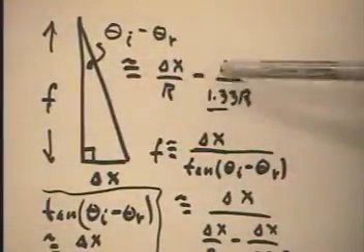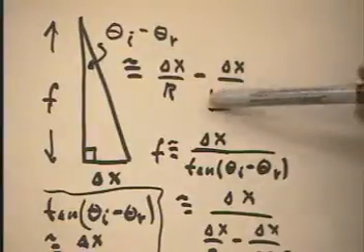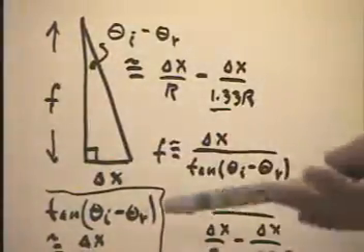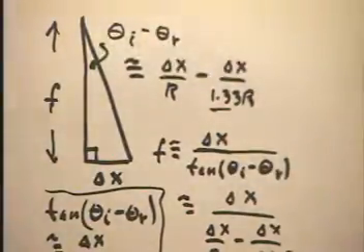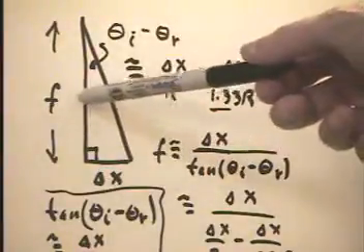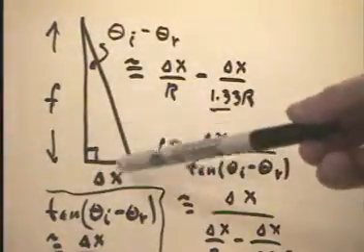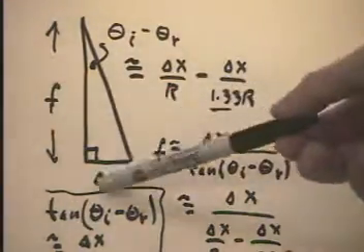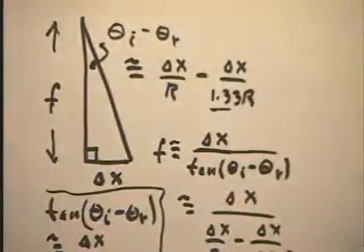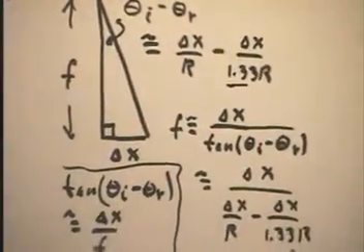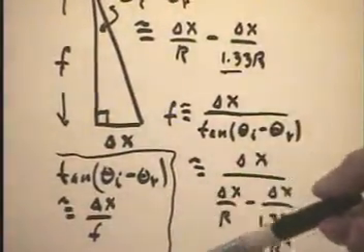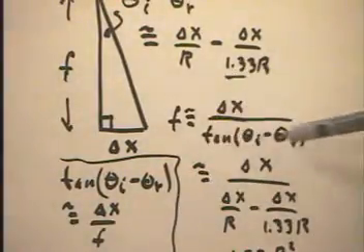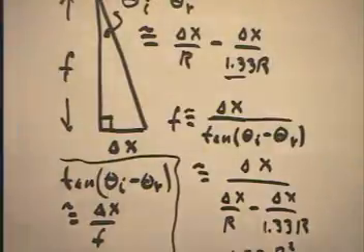Now this angle is, in radians, approximately delta x over r minus delta x over 1.33 r. We see that the focal distance, well, let's just use a little trigonometric ratio here. From this angle, the focal distance is the adjacent side where delta x is the opposite side. The opposite over the adjacent is the tangent of this angle, so delta x over f would be the tangent of this angle. If we solve this for f, we see that f is delta x over the tangent of the angle. Now, what is the tangent of the angle?